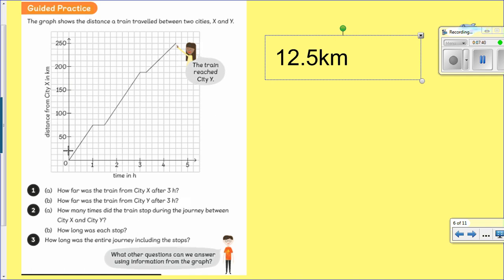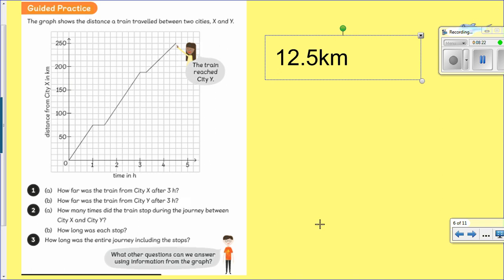Because I thought that there were 5 steps up to here, and each one of these steps on the y-axis was going to be 10 kilometres, because the graph is showing the distance a train travels between 2 cities X and Y. This y-axis here is the distance from city X in kilometres. So I counted up 10, 20, 30, 40 and realised the steps are not in 10. They are in fact in steps of 12.5 kilometres. So you have 12.5 here, 25 here, and so on. That will then help you when you answer these questions.